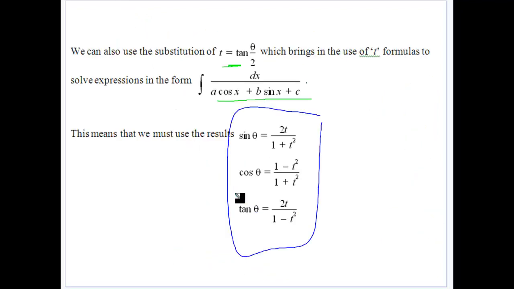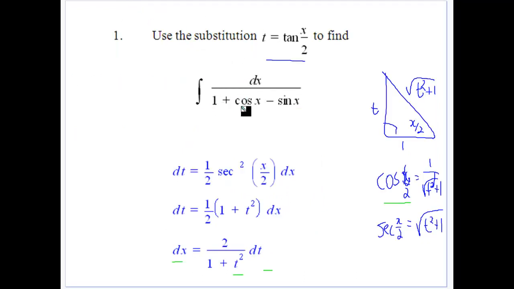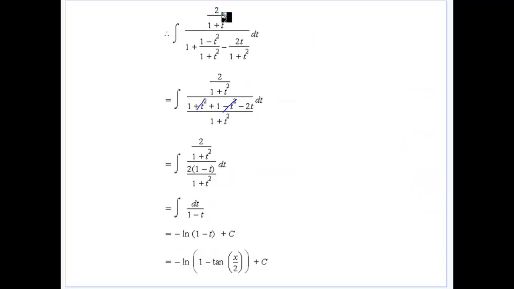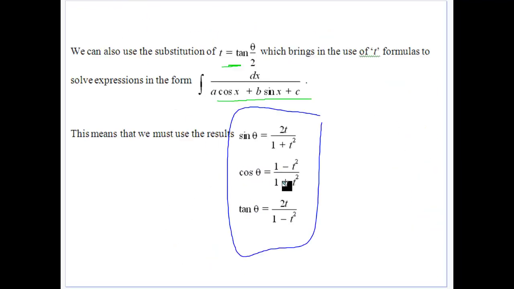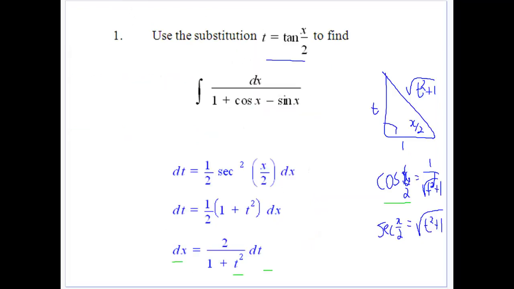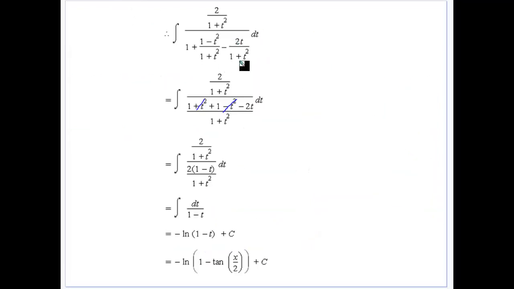Now, again, we remember our relationships here, because we're getting 1 plus cos x minus sine x. So we replace dx there with 2 on 1 plus t squared dt. And then we've got the 1, well that didn't change. We've got the 1 minus t squared on 1 plus t squared, which is the cos theta, and sine theta is 2t on 1 plus t squared. Now we've got to clean this up a bit.